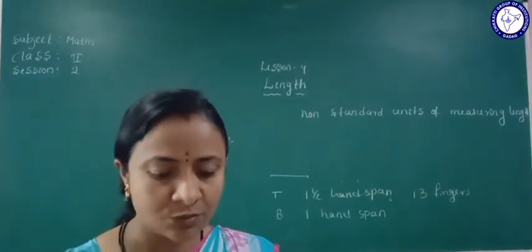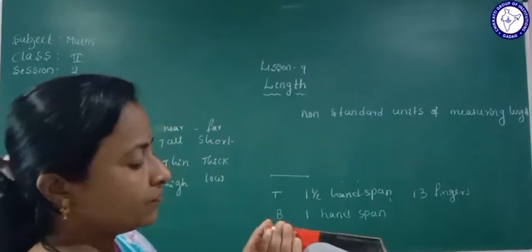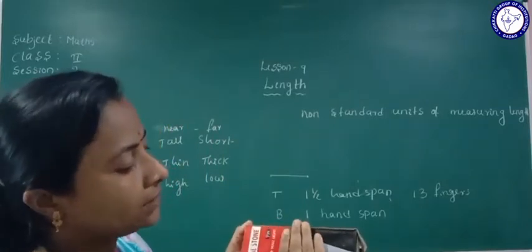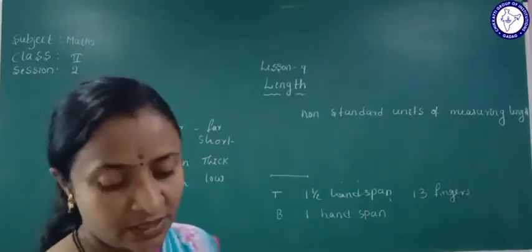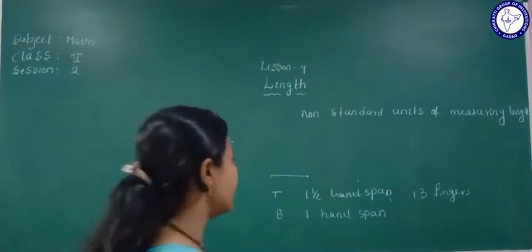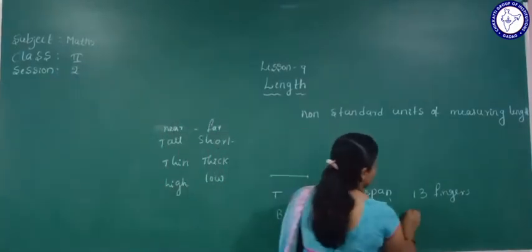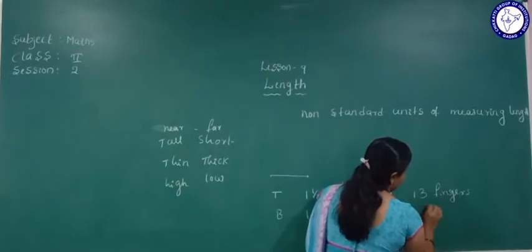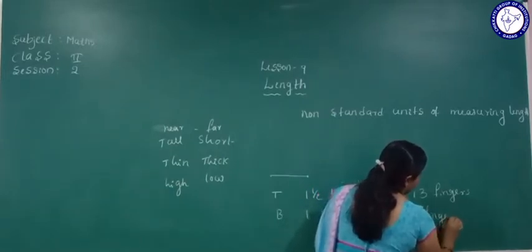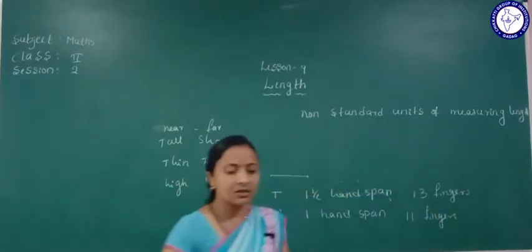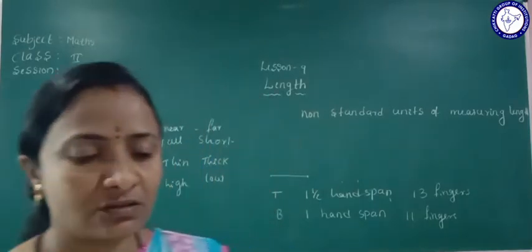Next, the length of this box. How much is it? See here, 4, 8, 3. It means 11. The length of the box is 11 fingers. Okay, students, you will mention this here. Where will you mention it?